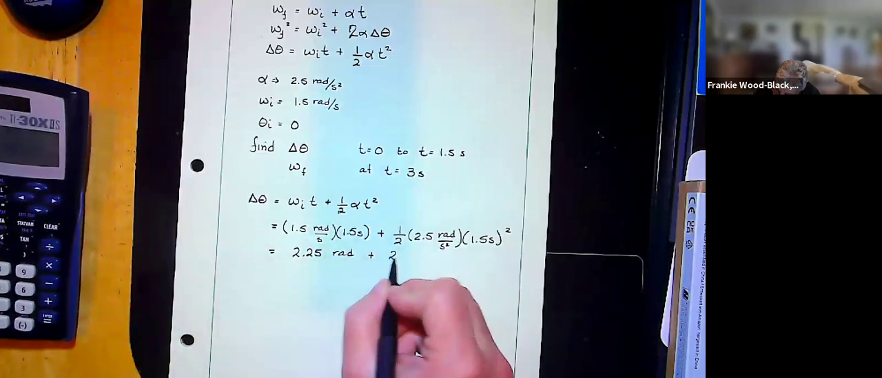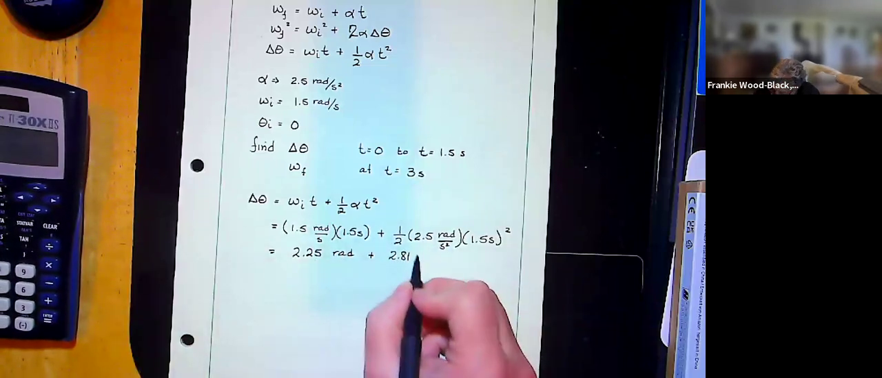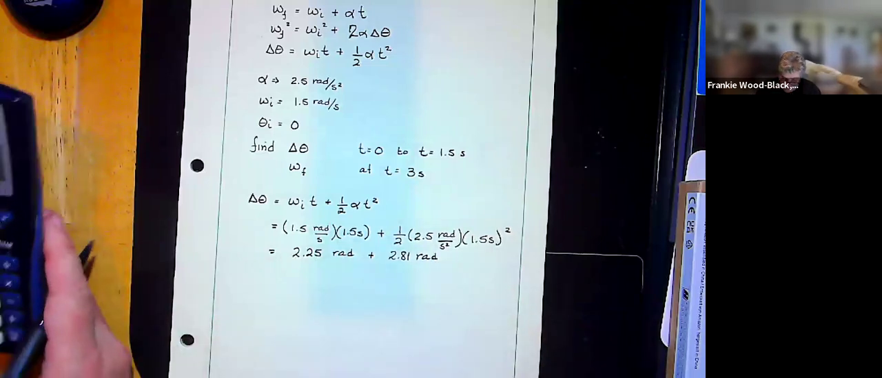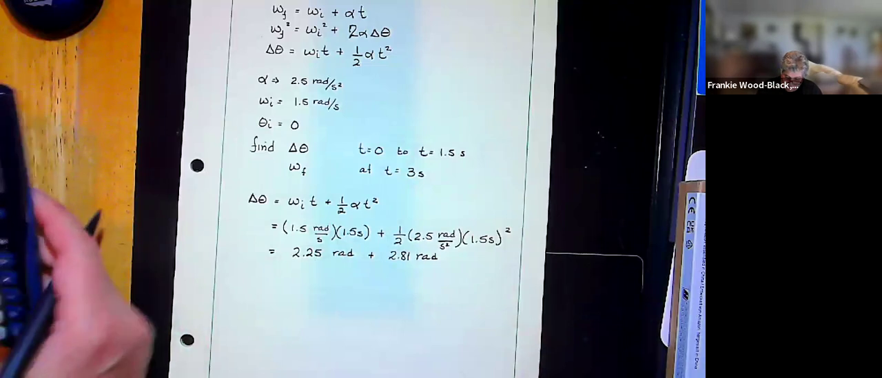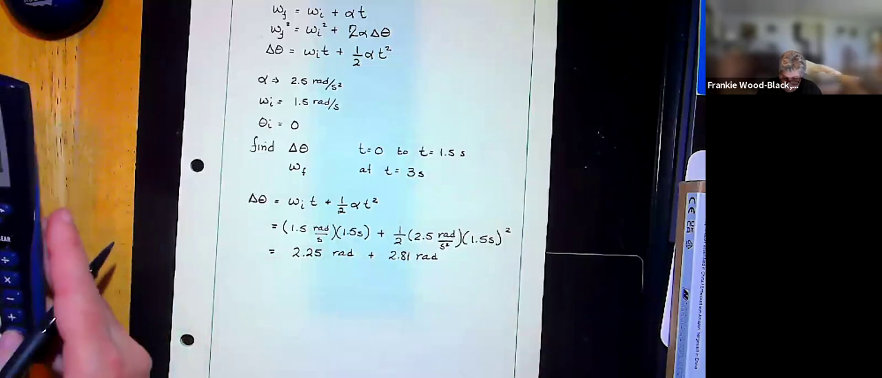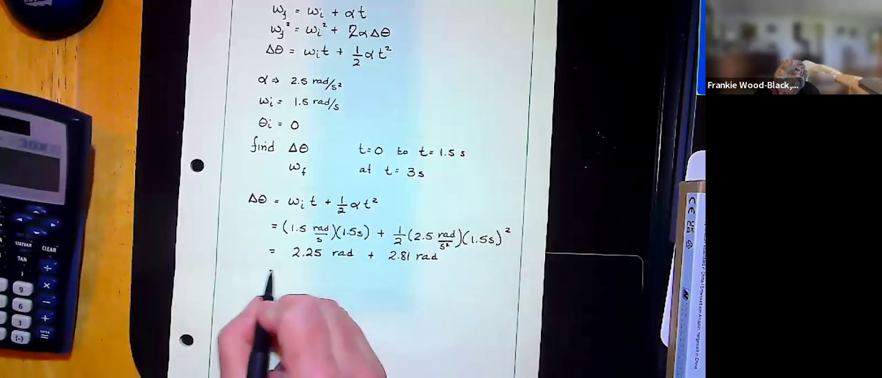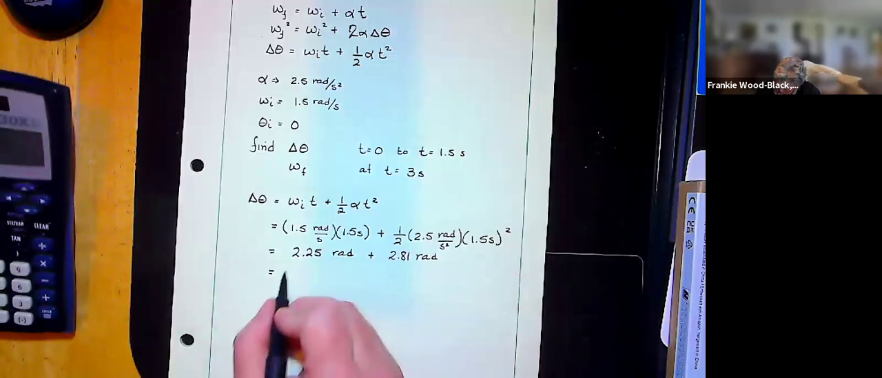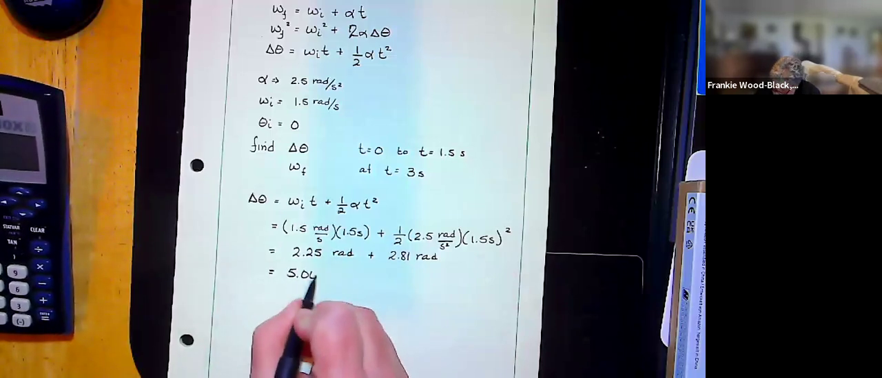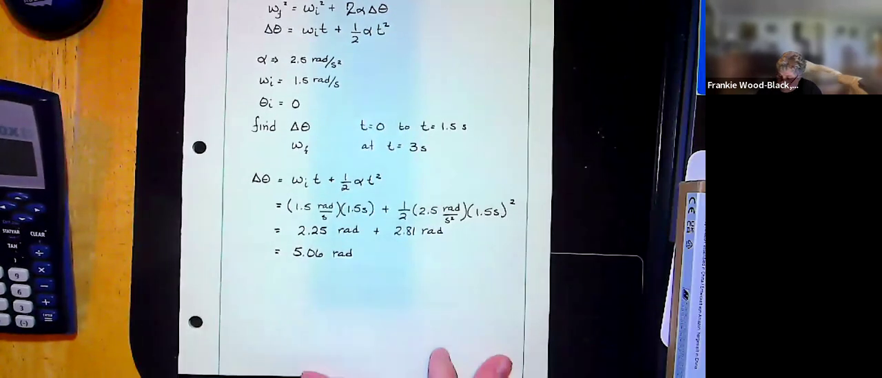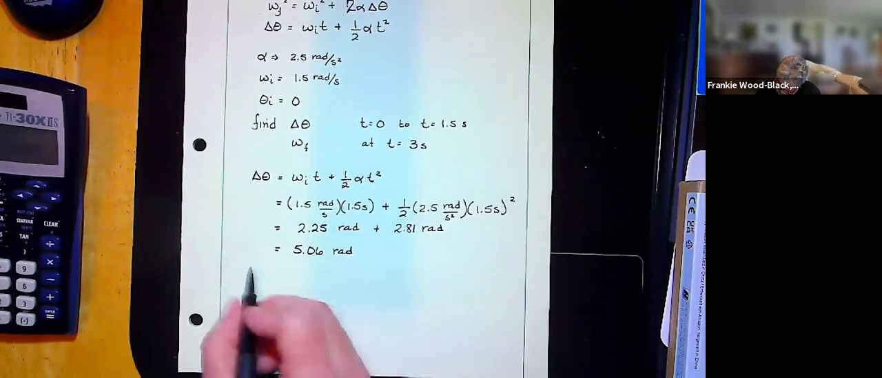This gives me 2.81 radians. We'll try that again. Make sure I did it right. Yep. So my total here was 5.06 radians, but because we don't think well in radians, we want to know this in degrees.